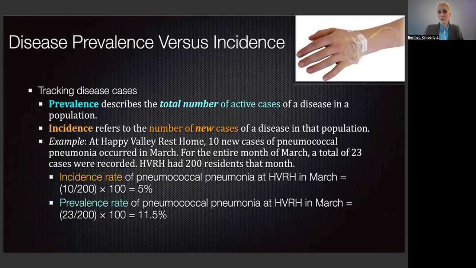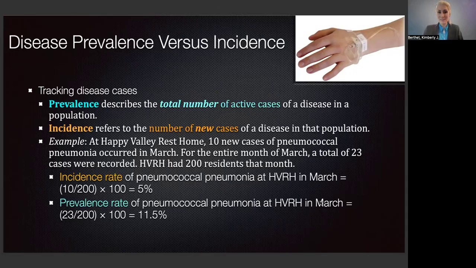Incidence, again, is the number of new cases, and the prevalence rate, on the other hand, is going to be the total number of active cases. We know that there's 200 residents at HVRH, the Happy Valley Rest Home. So let's go ahead and start with the math here for pneumococcal pneumonia at HVRH in March.